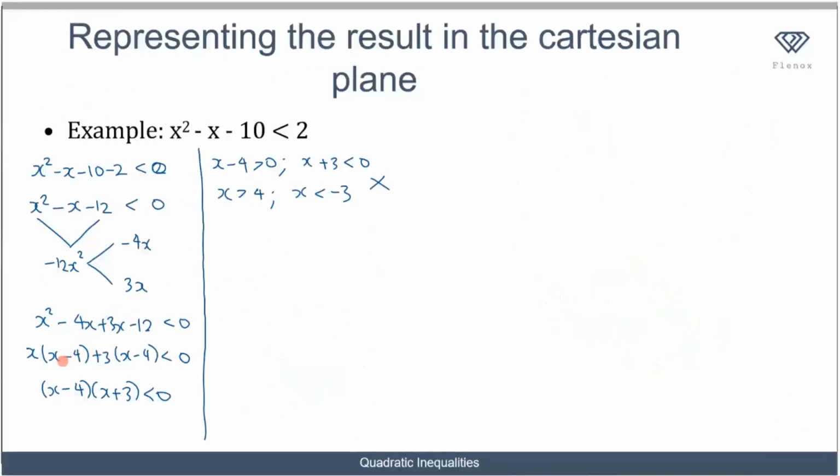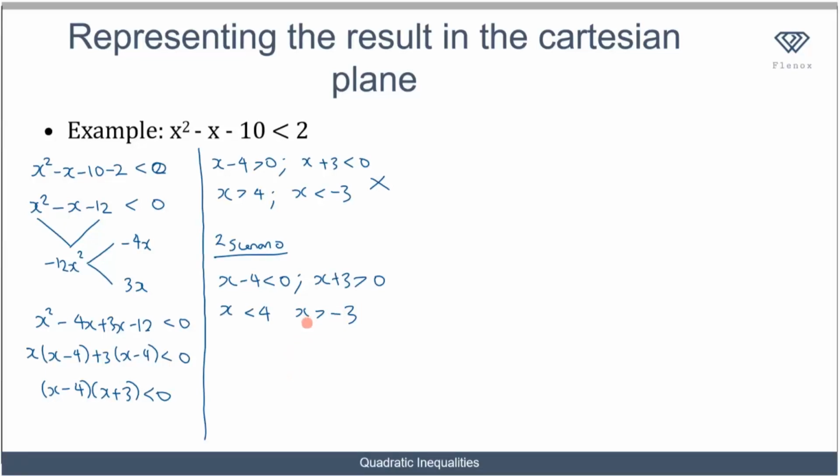So we look at the other one in which this x minus 4 is a negative number. So the second scenario now will be a scenario in which this is the negative number. So it's either x minus 4 is less than 0, while x plus 3 is greater than 0. So let's think about this scenario. In this scenario, we have x being less than 4 and x being greater than minus 3.